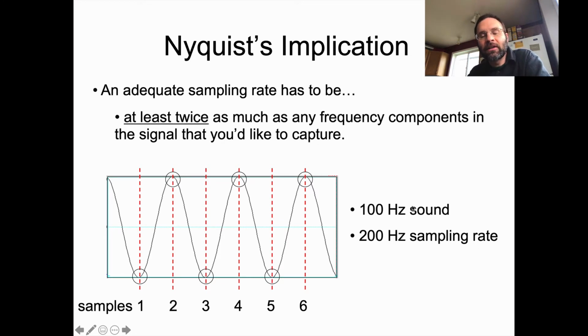So in this particular case, I have a 100 hertz sine wave. If I sample this with a 200 hertz sampling rate, then I'm going to get both the bottom and the top of the pattern. So I can get at least some sense that this is a sine wave, that this is a periodic alternating pattern in the signal that I can represent in my digital representation of the sound.